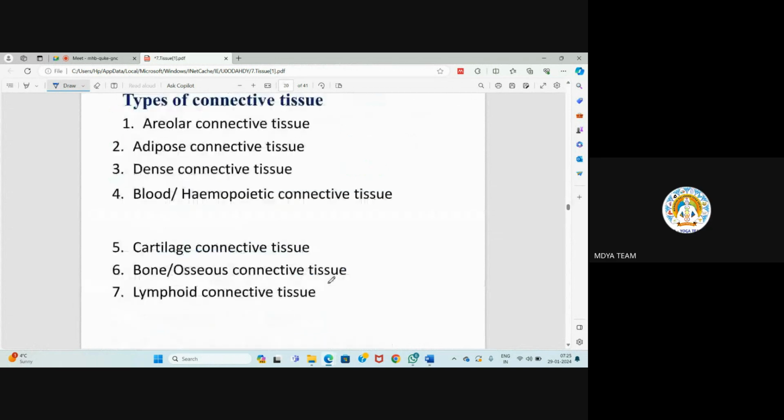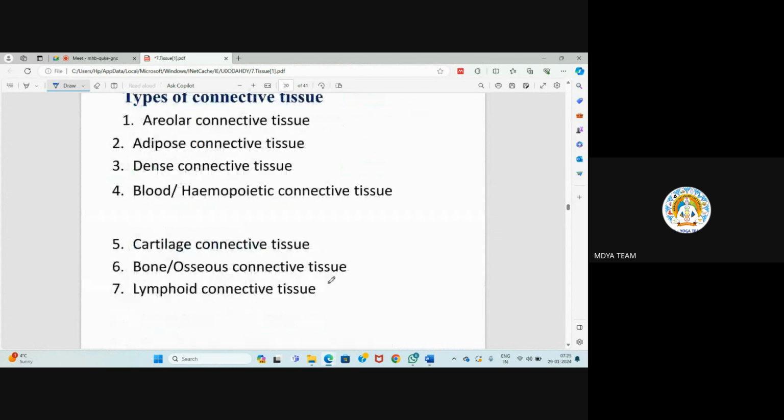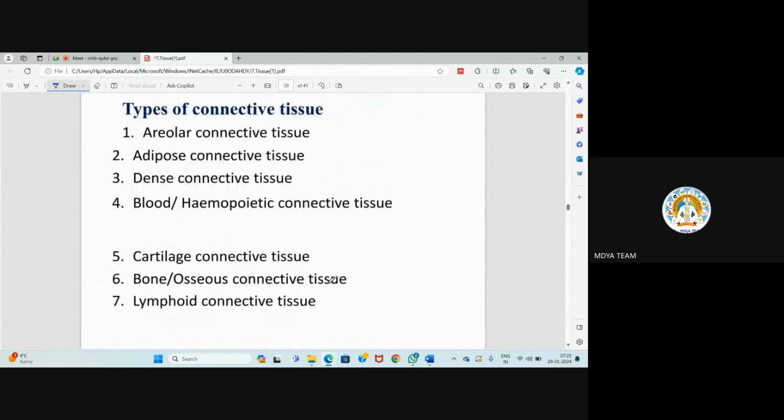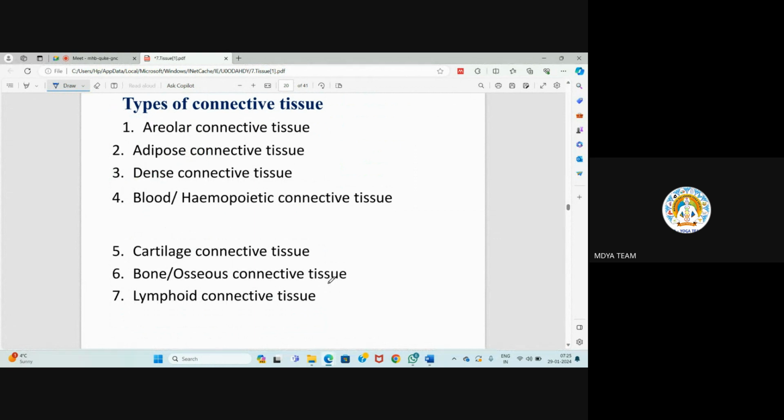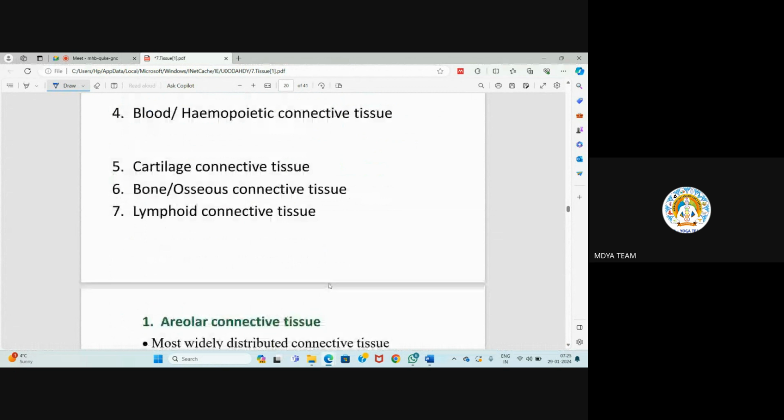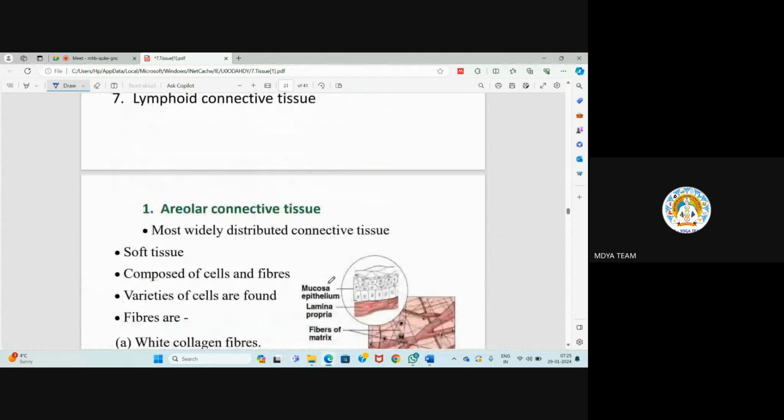Now we will go to types of connective tissue. There are generally seven types. First is areolar connective tissue, adipose connective tissue, dense connective tissue. Blood is also a type of connective tissue. Then cartilage connective tissue, bone connective tissue, lymphoid connective tissue. These are the types of connective tissue. Now we will go through them in detail.